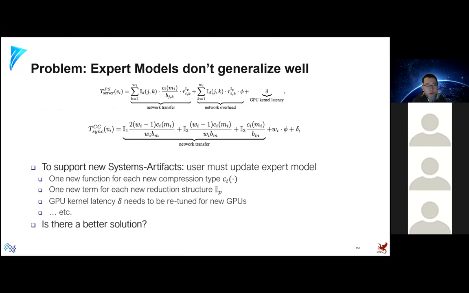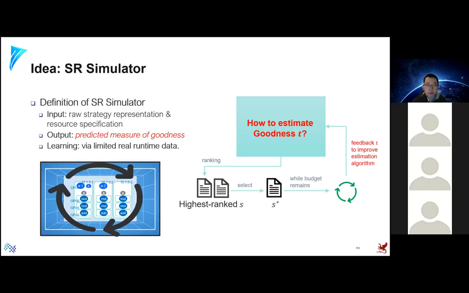So we ask another question: is there a better solution to build that goodness estimator? The idea here is, how about just using machine learning itself to solve this problem? So basically, the idea here is we can build an ML model. This ML model will take the raw model, resource and strategy representation as input, and try to embed these three elements in that tuple into some learned hidden space.